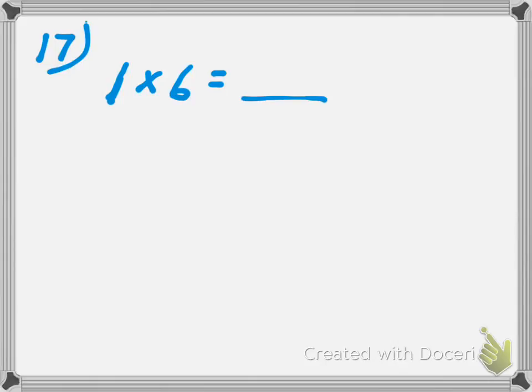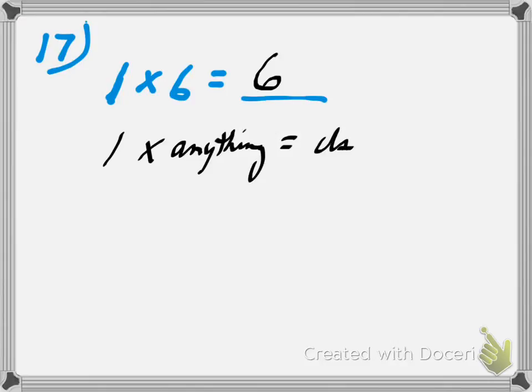Simply as 1 times 6 is 6. That is because 1 times anything is equal to itself. So 1 times anything is going to be equal to itself. So 1 times 14 would be 14, and so on.